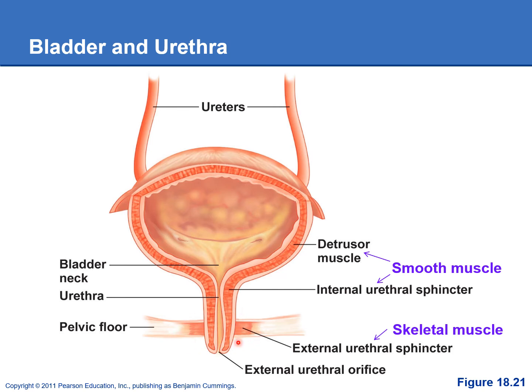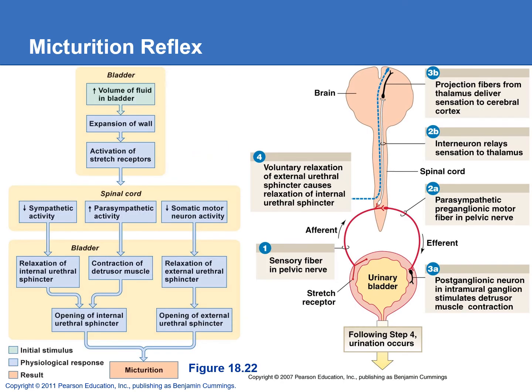We do have another urethral sphincter. This is our external urethral sphincter, and this is actually made out of skeletal muscle, so that's under voluntary control. So your brain has to give you the okay that you're in an appropriate place, appropriate time to urinate, and then you can go ahead and urinate. And this is the micturition reflex.